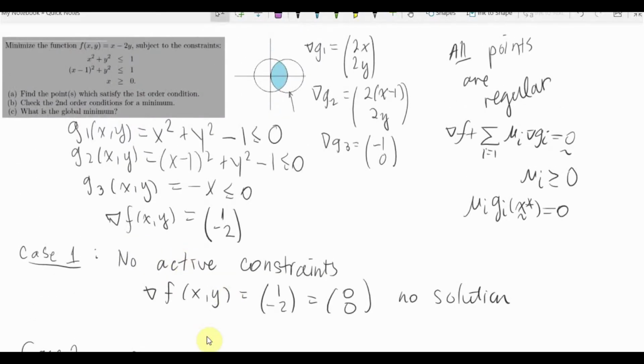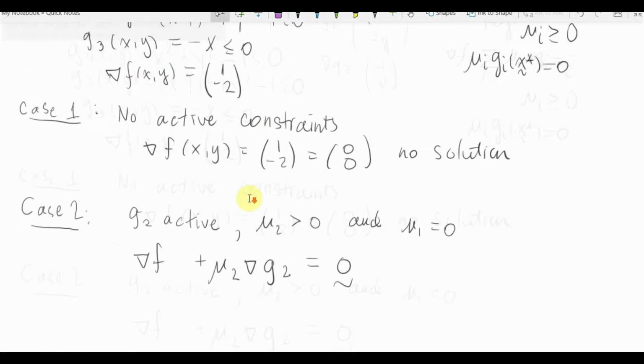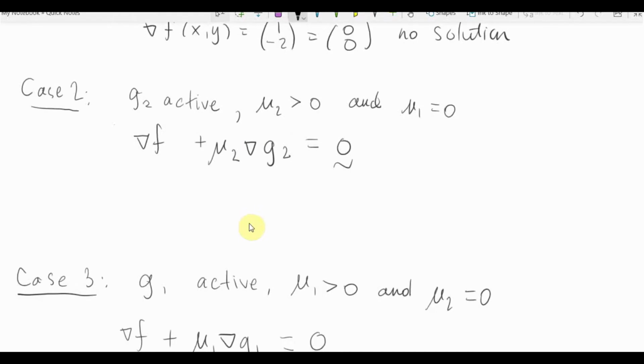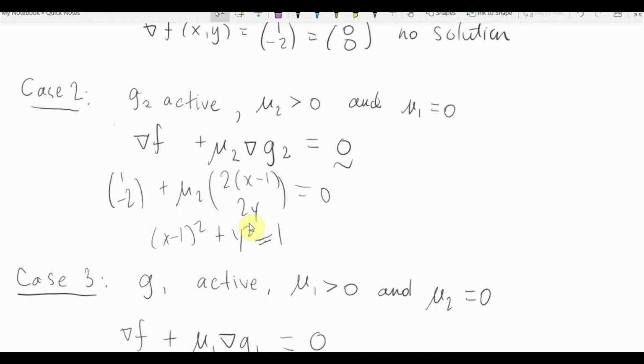So now let's consider what would happen if we imposed constraints. In particular, let's take G2 to be active, so the candidate lies along the circle to the right. If that's the case, then we need mu1, the first Lagrange multiplier, to be 0 so that the complementary slackness condition is satisfied. So let's compute this first order condition using the gradients that we computed above. Keep in mind that we also have to satisfy the equation of the circle itself.